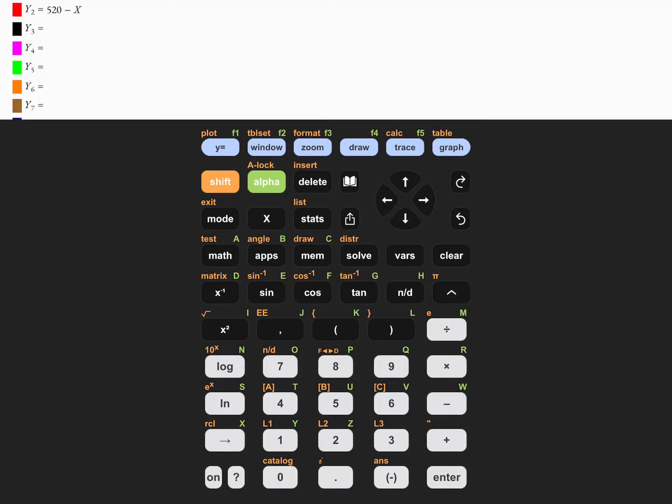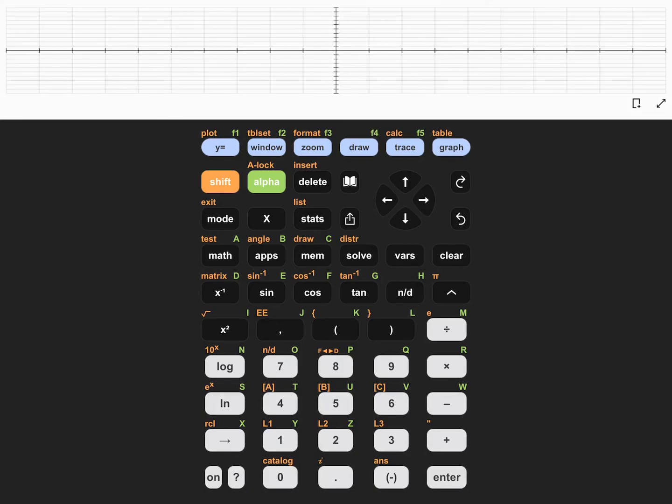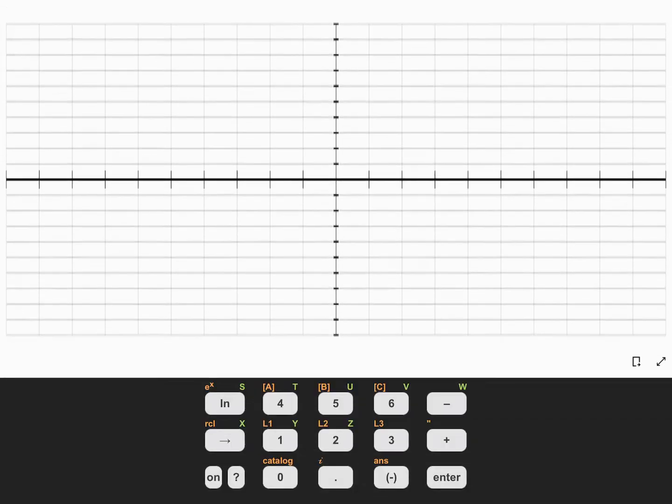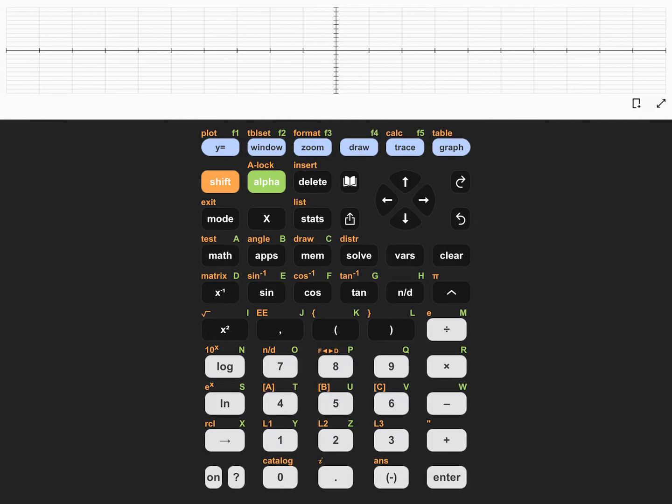And once we have our two equations entered, we're going to hit graph, so the top right button. Now, my graph, like yours probably, is set to a 10 by 10 grid, and I don't see my lines here. They are plotted. What this is telling us is that 10 by 10 is not showing our information. So we're going to go to Window.